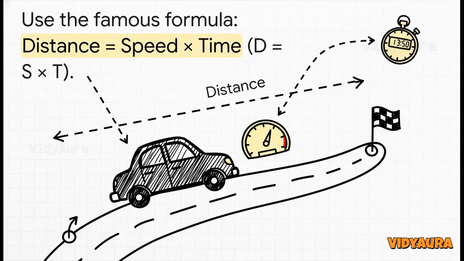Take planning a road trip. You're probably familiar with this one. Distance equals speed multiplied by time, or D equals S times T. It's one of the most famous formulas out there. If you know any two of those things, you can always solve for the third one. It's a simple little equation that governs how everything moves.